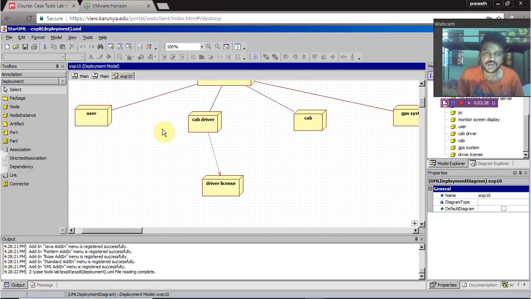Then comes the user, and this cab driver is dependent on the driving license. If there is no driving license and the driver is not licensed, then we may not prefer this particular cab driver. So the cab driver is dependent on the driving license, and all these hardware components should be represented with a cuboid, so-called node, in this deployment diagram. That's all. Thank you.